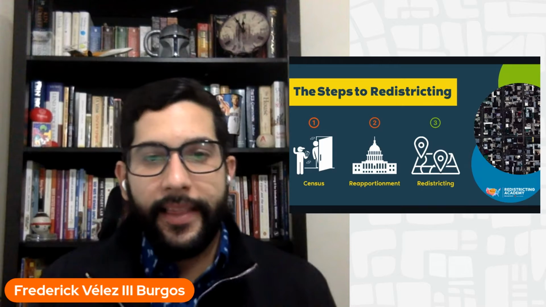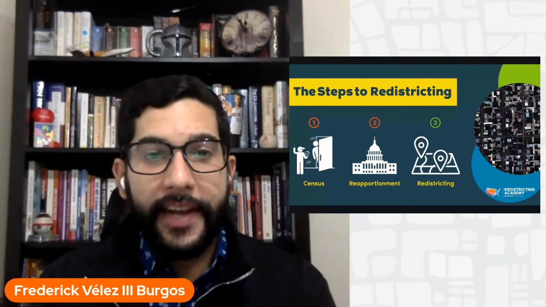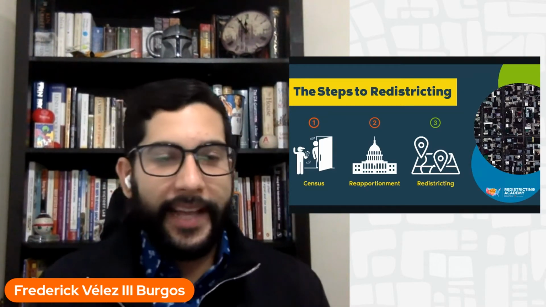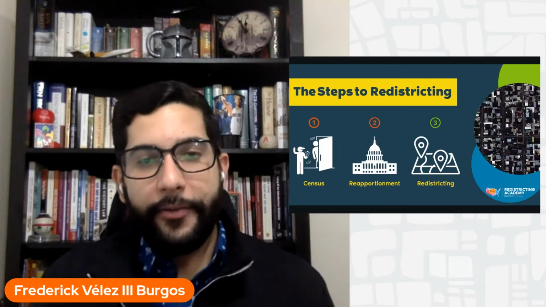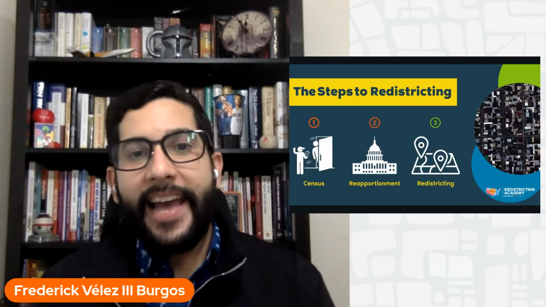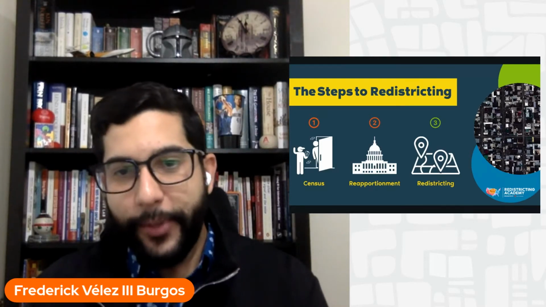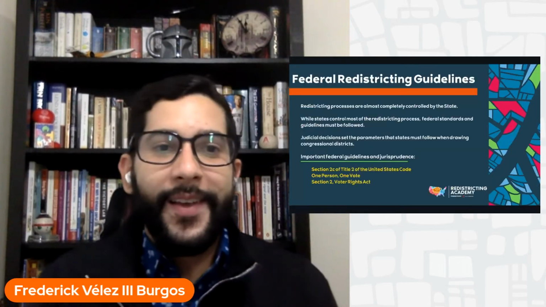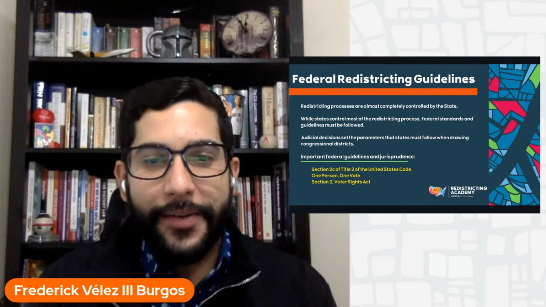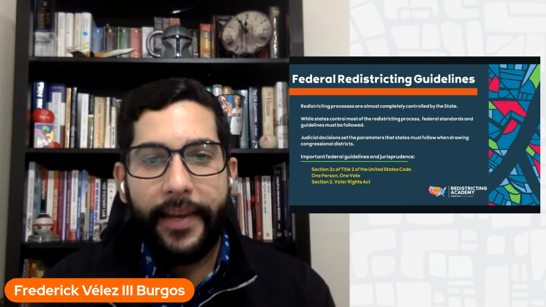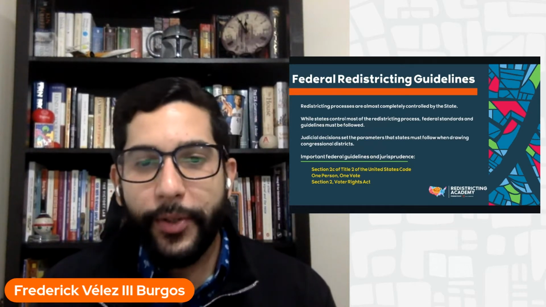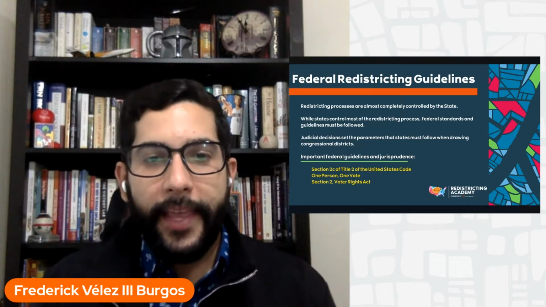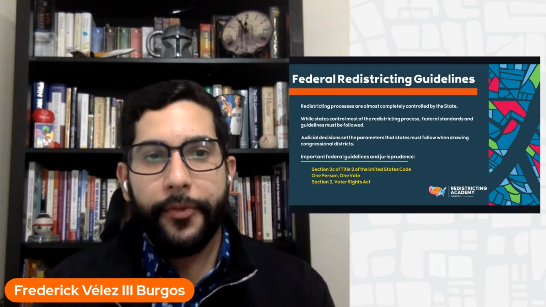So I mentioned that the redistricting process doesn't happen in a vacuum. We first had the census, then we had the reapportionment process, and now we're finally at the redistricting process. So let's talk a little bit more about this because this is why we're here, right? But we need to learn some of the other things that are going on when it comes to redistricting.